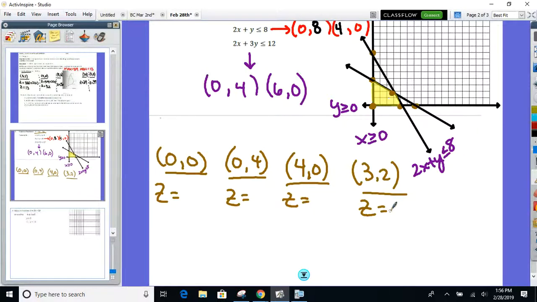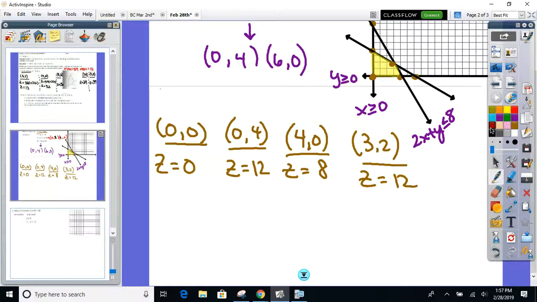What are we getting for 0, 0? Boom. 0, 4. 12. 4, 0. And 3, 2. All right, the directions say use these values to determine the maximum value. So what's the max value?